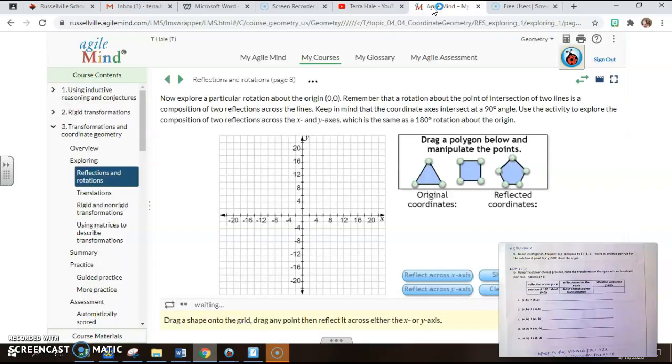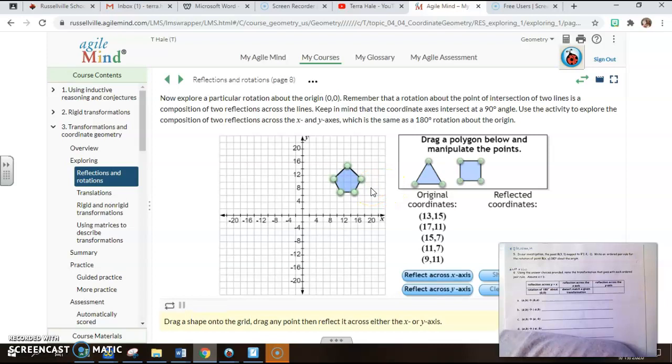Okay, so I'm going to drag one of these polygons, and I'm going to drag the pentagon. I just think it's easier to see what's going on with that particular shape. So come on over, pentagon. There we go. Okay, so you can see the coordinates of the pentagon right here, 13, 15, 17, 11, 15, 7, 11, 7, 9, 11. So we already know what should happen when I reflect this across the x-axis. We've already learned that that will change the sign on the y. So you can see that's exactly what happened.